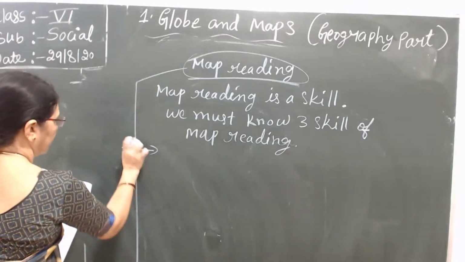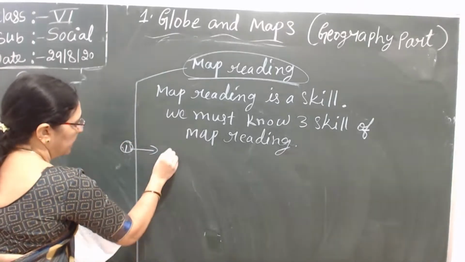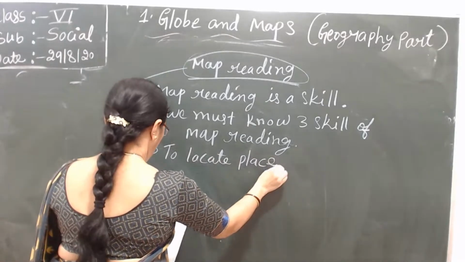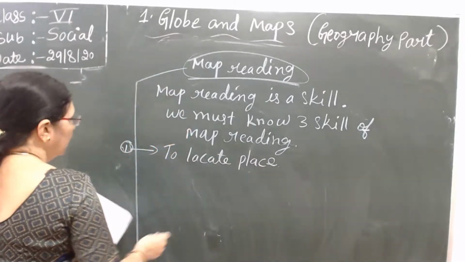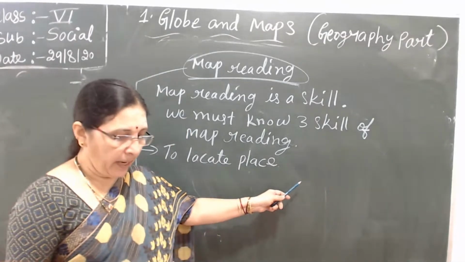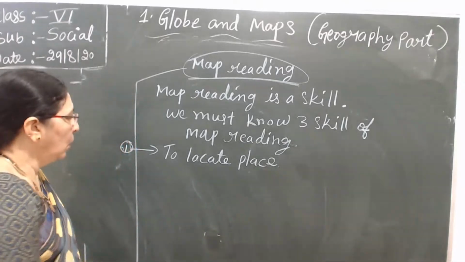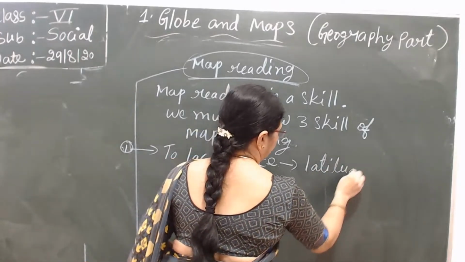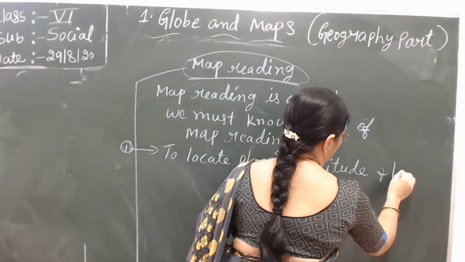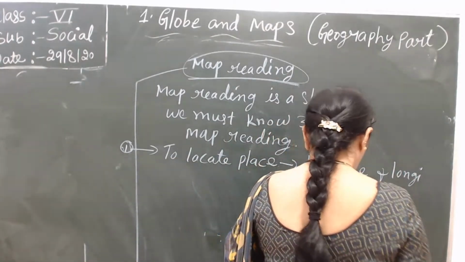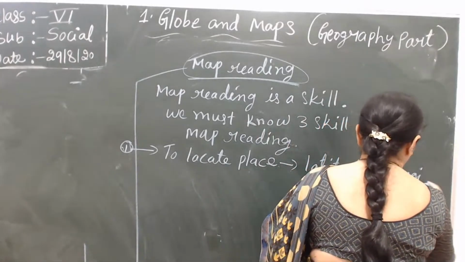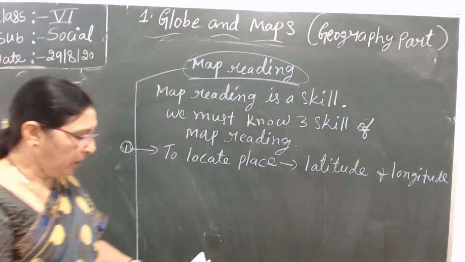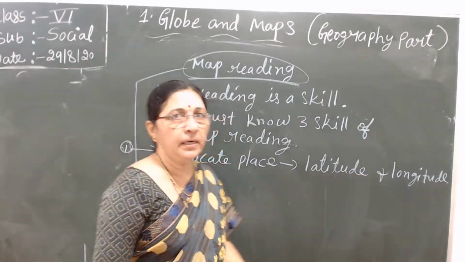First one is to locate a place. To locate a place on the map, we have to know the latitude and the longitude.